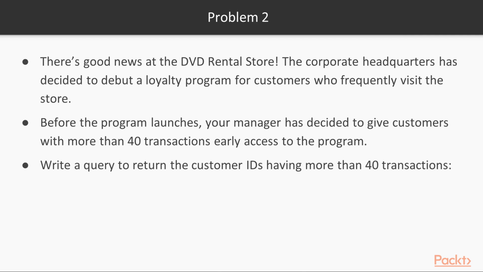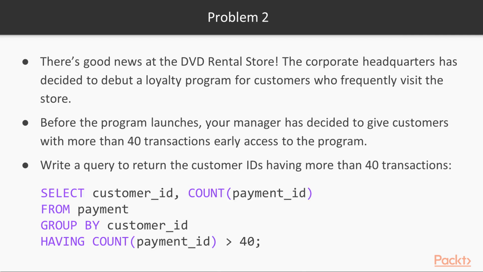So your query for this task should have looked like this. We would select the customer ID column, and then with the count function, we pass in the payment ID column. We specify from the payment table, and then with the group by clause, we can group by customer ID, followed by the having clause, where we can specify a condition where the count of rows in the payment column are greater than 40. Let's move on to Problem 3.